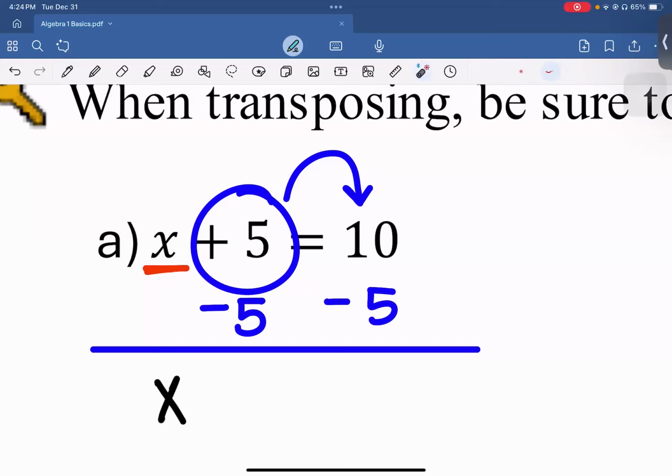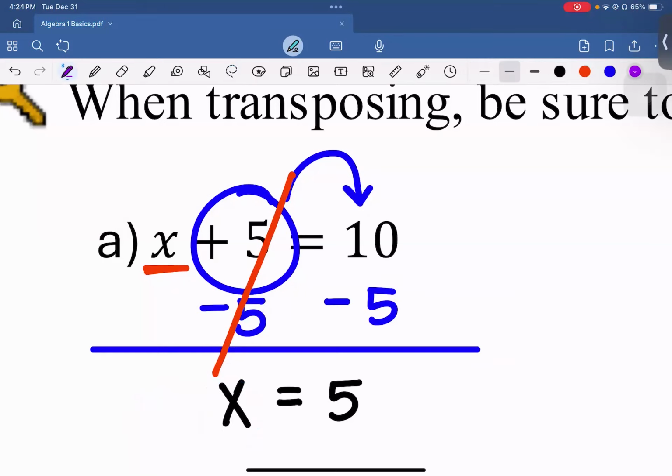5, positive 5, minus 5 is going to get us to 0. I normally cross that out. Then I'm going to bring down my equal sign. And then I'm going to combine this. So 10 minus 5 is going to equal positive 5. So we can say here, and let me move this over, x equals 5. I'm going to box my answers, and we are good to go.